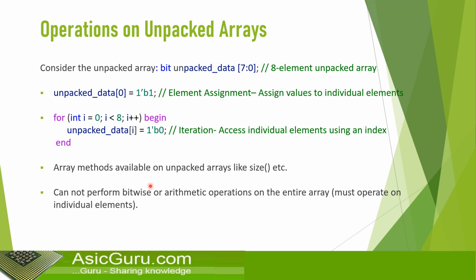Next, unpacked arrays also support array methods like size, which returns the number of elements. For example, in this case, the value 8 would be returned if we call the size method on this array. The main limitation of unpacked arrays is that we cannot perform bitwise or arithmetic operations on the entire array. All operations must be done on individual elements. Packed arrays, instead, provide capabilities to perform operations on the entire array.